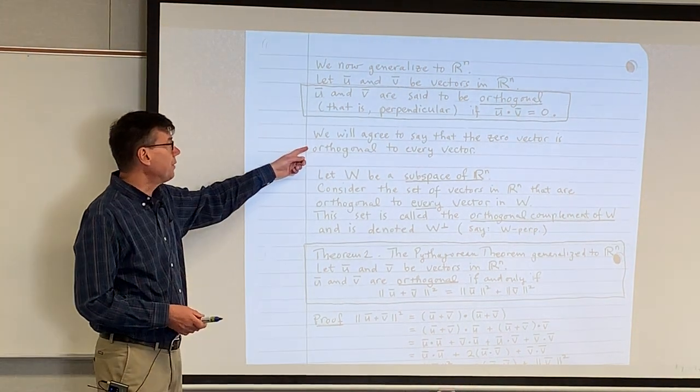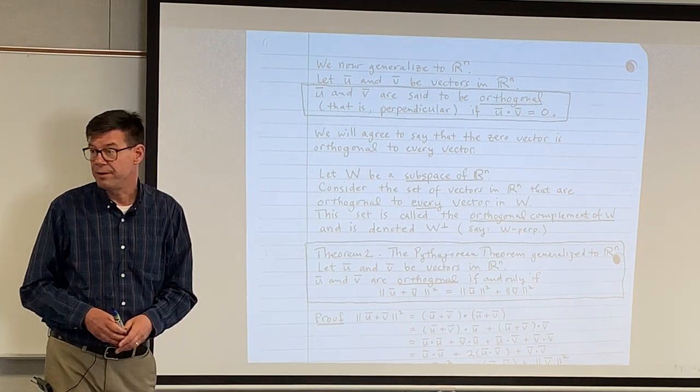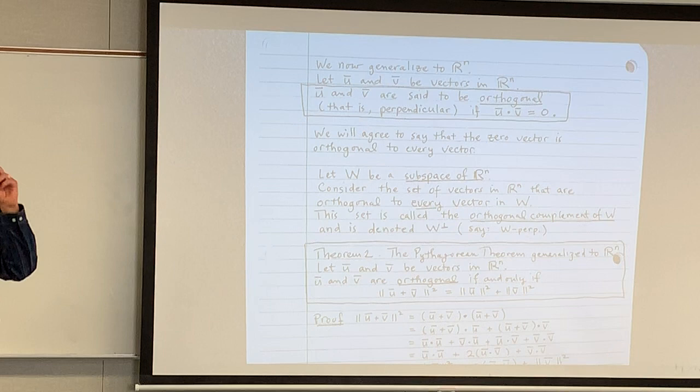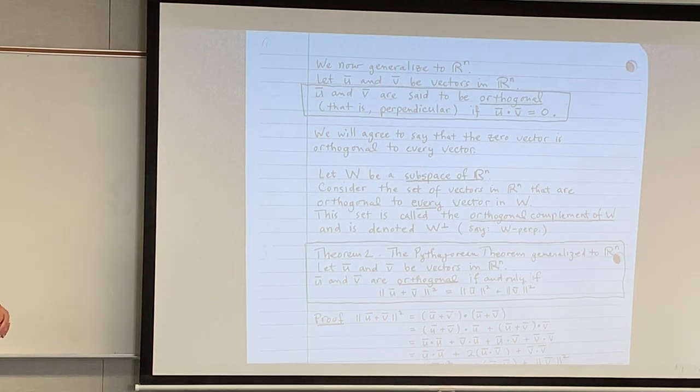We'll also agree that the 0 vector is orthogonal to every vector. That's just convenience. You can't draw a picture of that. There's no sense to it. It allows us to not have to make an exception for 0 each time.